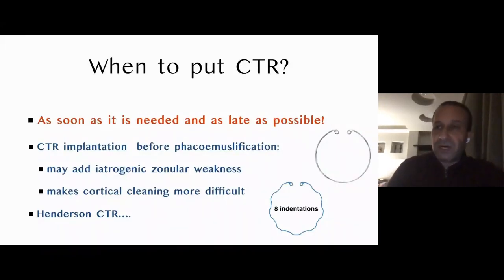So if you are not safe anymore to continue phacoemulsification and you need to implant the ring, and you have the choice between the standard ring and the Henderson ring, of course, you should go for the Henderson ring, because the Henderson ring won't make cortical cleanup difficult. It will be just as a standard phacoemulsification.